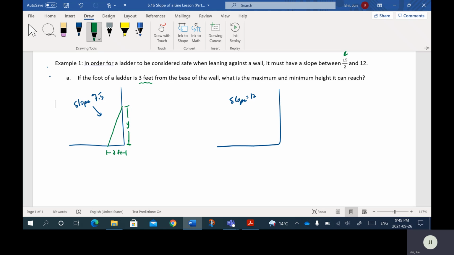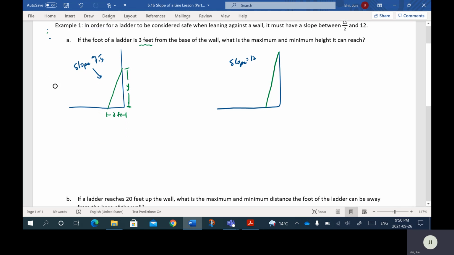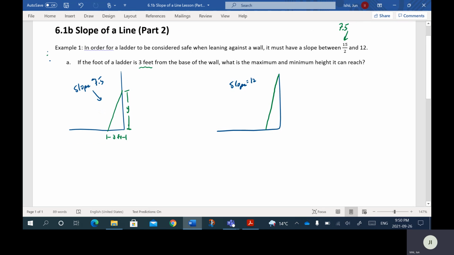A little bit of review from the previous lesson: is this ladder going to be steeper or flatter? Think that over. A slope of 7.5 looks like this. Now, if I have a ladder with a slope of 12, it's going to look something like this. Remember, the bigger the number, the steeper the line. Again, this is still 3 and y.